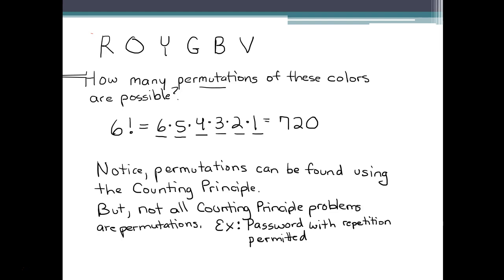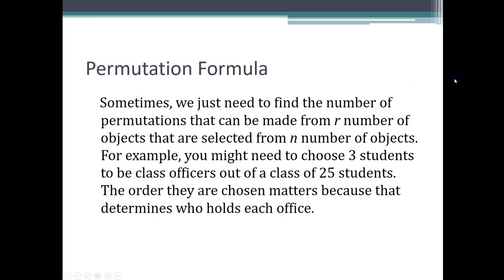So it all depends on how the counting principle problem is set up as to whether or not it's also a permutations problem. With permutations, you're dealing with arranging things where order matters, and the same item can't be repeated in the arrangement. That's how you distinguish whether it's definitely a permutation or not. But all permutation problems can be solved using the counting principle. Sometimes when you're trying to find permutations, you might not need to use all the objects. You might only need to choose some of them.